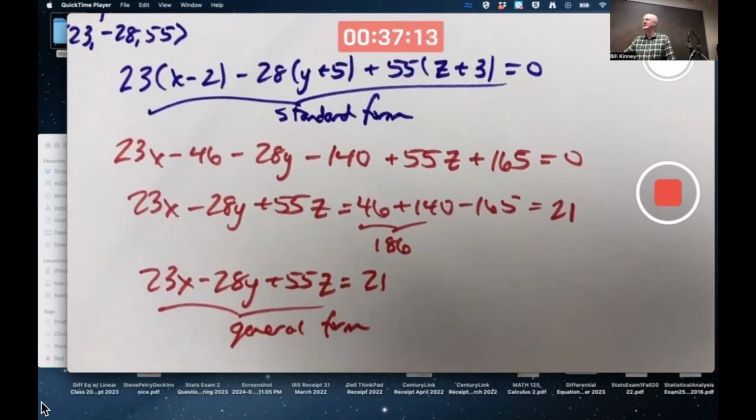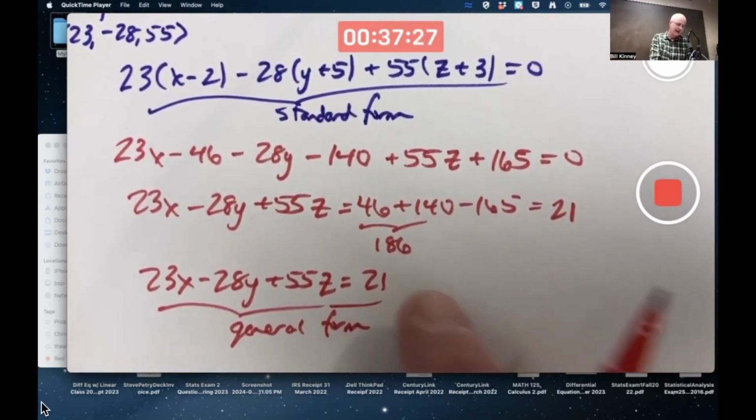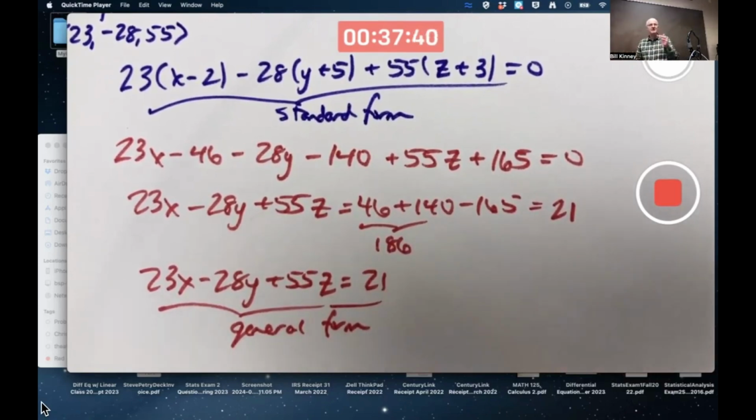The standard form always has 0 on one side. The general form may or may not have 0 on one side. If it does have 0 on one side, that means the plane goes to the origin, because x, y, z all equaling 0 would solve it. If it doesn't have 0 on one side, as this one doesn't, then it does not go to the origin. 0, 0, 0 does not satisfy this equation. Picking random points P, Q, and R is going to typically result in a plane that does not go to the origin.